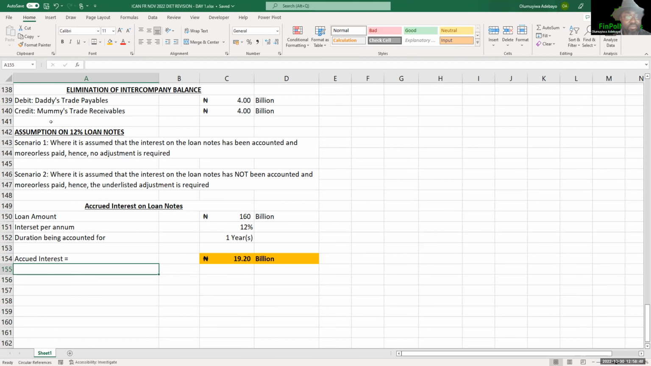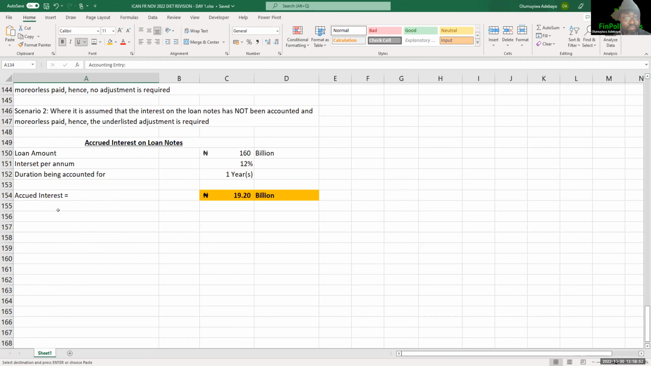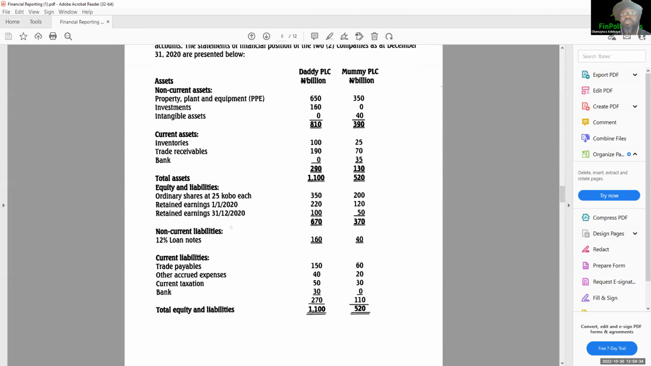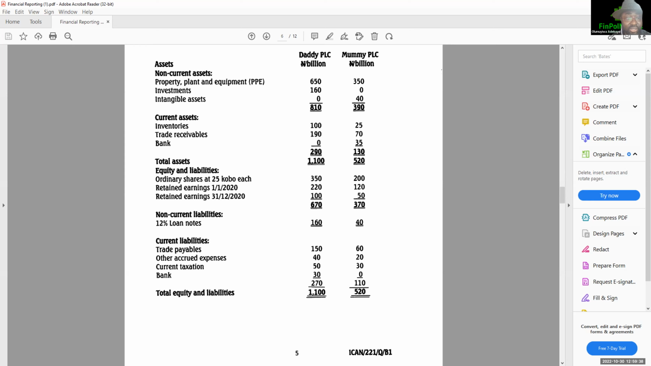Now, what is the accounting entry? It's debit the group profits, which in this case is the consolidated retained earnings. NCI has no business in this because it's a loan of the parent. And credit other payables. Or let me put, I think we have accrual in the balance sheet. Let me go back to the balance sheet. We have other accrued expenses, therefore I'll put it as other accrued expenses.